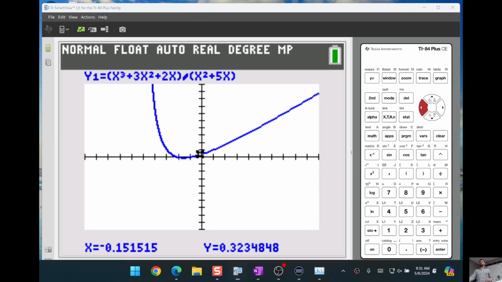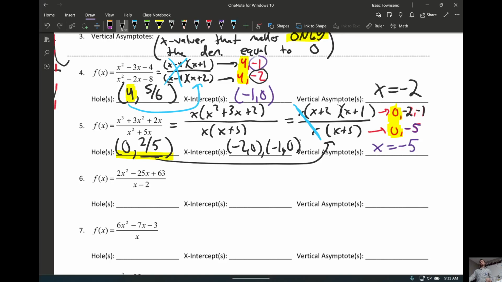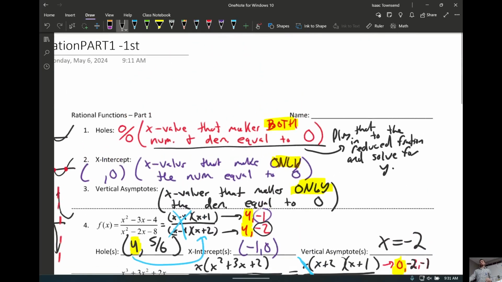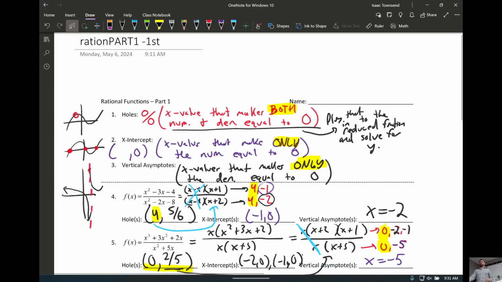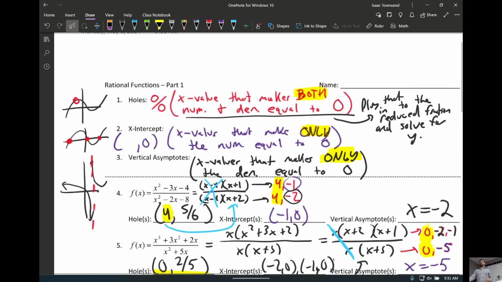So that's really the best that you can do to check your answers. So find the numbers that make the numerator 0 and the denominator 0. The ones that make both are holes. If it makes only the numerator, it's an x-intercept. If it makes only the denominator, it's a vertical asymptote.